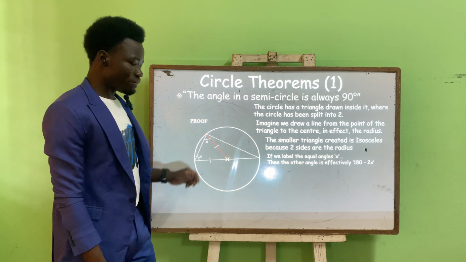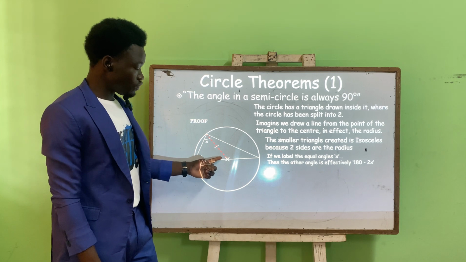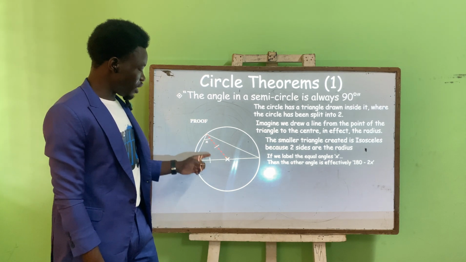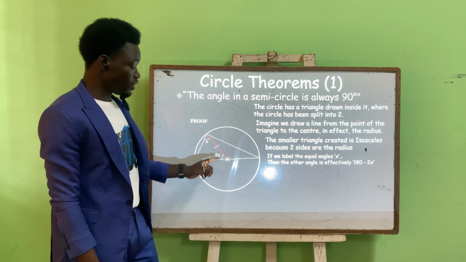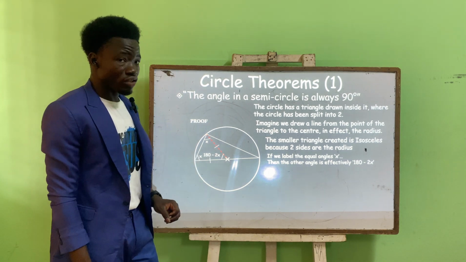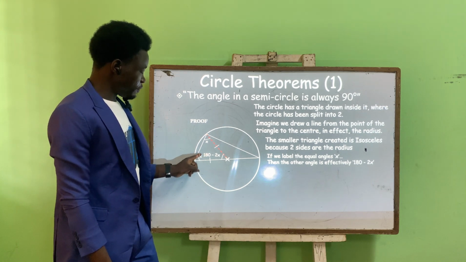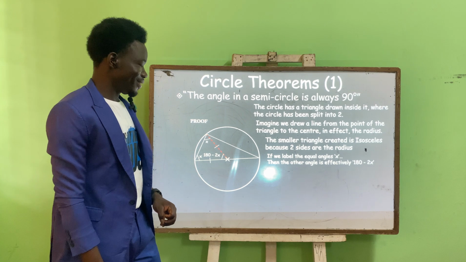This angle here, because angles in a triangle sum up to 180 degrees. So x plus x gives 2x. Once you get this, you take 180 degrees minus 2x to get this angle. So this angle here is 180 degrees minus 2x. Very simple, right? So when you sum everything inside here, you should get 180 degrees.